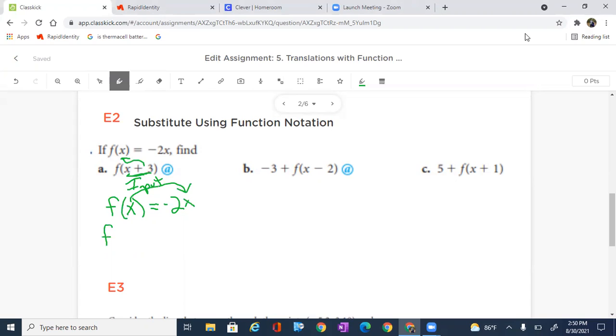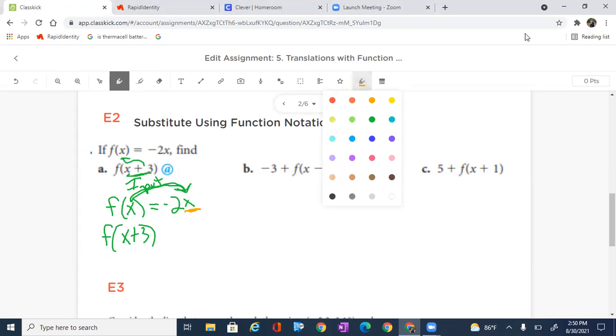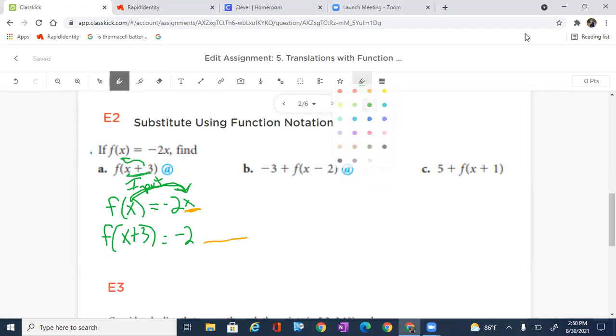So if I say f of x plus 3, where this x is located at this spot, instead of putting an x there, I am going to put x plus 3. So I'm just simply going to write equals negative 2. And on that line there in orange, I'm going to go ahead and write x plus 3. I'm inputting x plus 3 into the original equation.